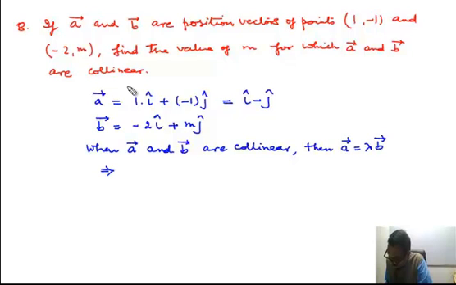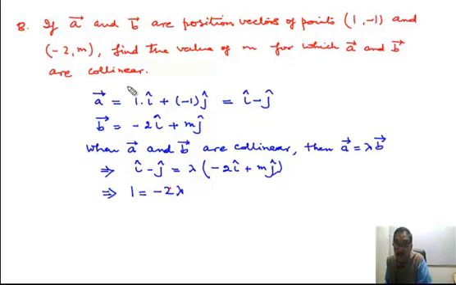So this implies that i cap minus j cap equals lambda times (-2i cap plus mj cap). We have put the value of A vector as i cap minus j cap, and the value of B vector as -2i cap plus mj cap. Comparing the coefficients of i and j on both sides, we obtain 1 equal to -2 lambda. When we compare the coefficients of j cap, we obtain -1 equal to lambda times m.